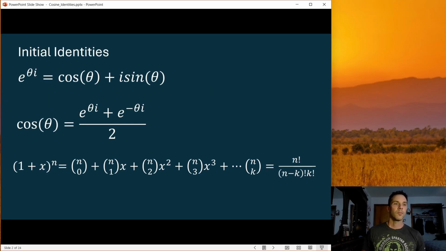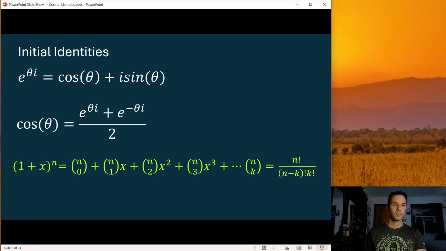So the identities we're going to need: the first is Euler's identity, where we have e to the theta i equals cosine theta plus i sine theta. Then you're also going to need to know how to change cosine to a function of e to the theta i using Euler's identity. And we are going to use the binomial expansion, where it's going to be 1 plus x, not the generic one where it's y plus x.